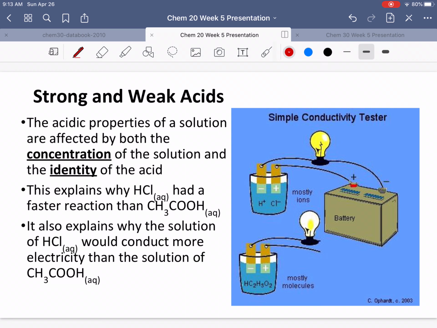Now, the next video I want you to watch demonstrates conductivity. It's a super short video. It's less than 15 seconds. But the brightness of that bulb in hydrochloric acid as compared to acetic acid is insane. It's really quite significant.